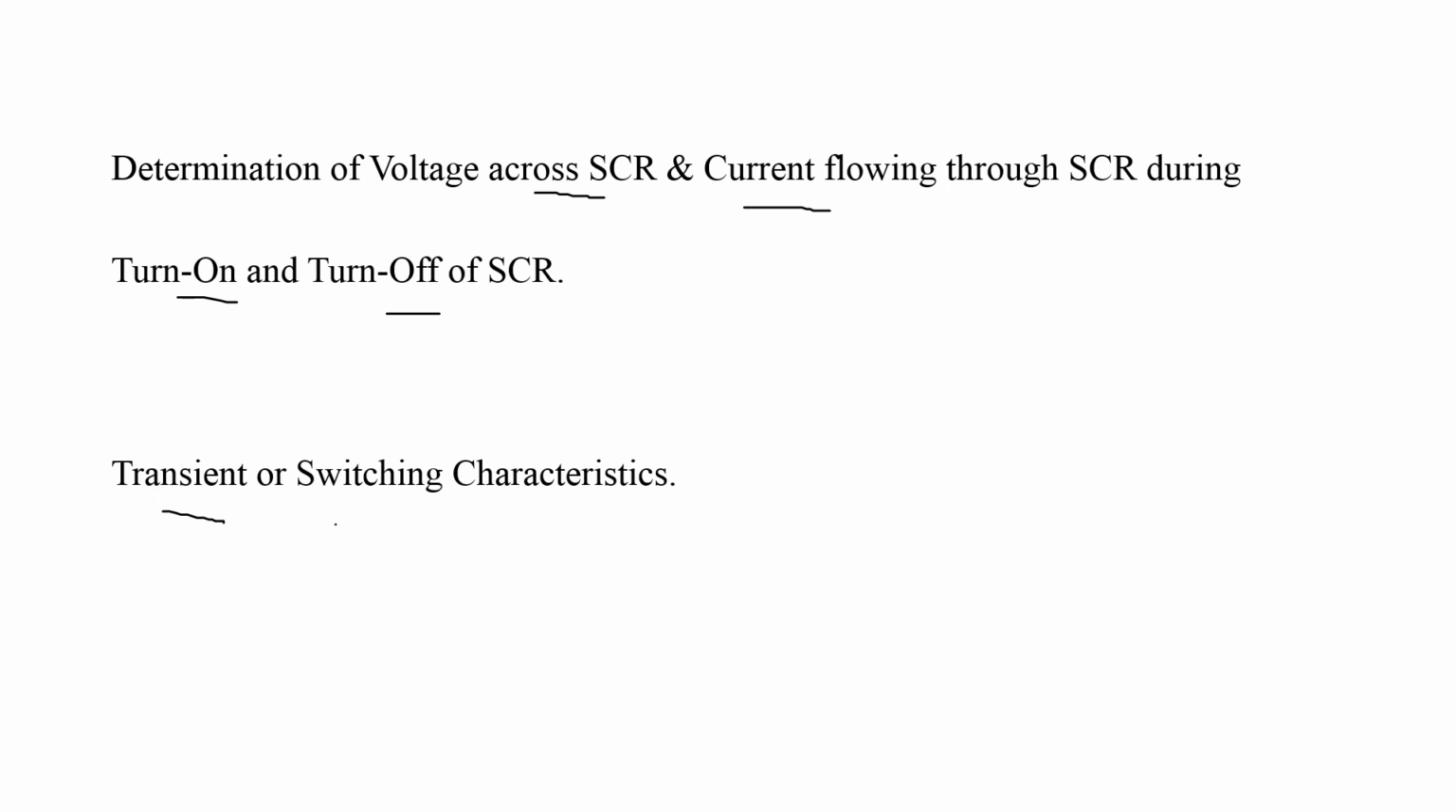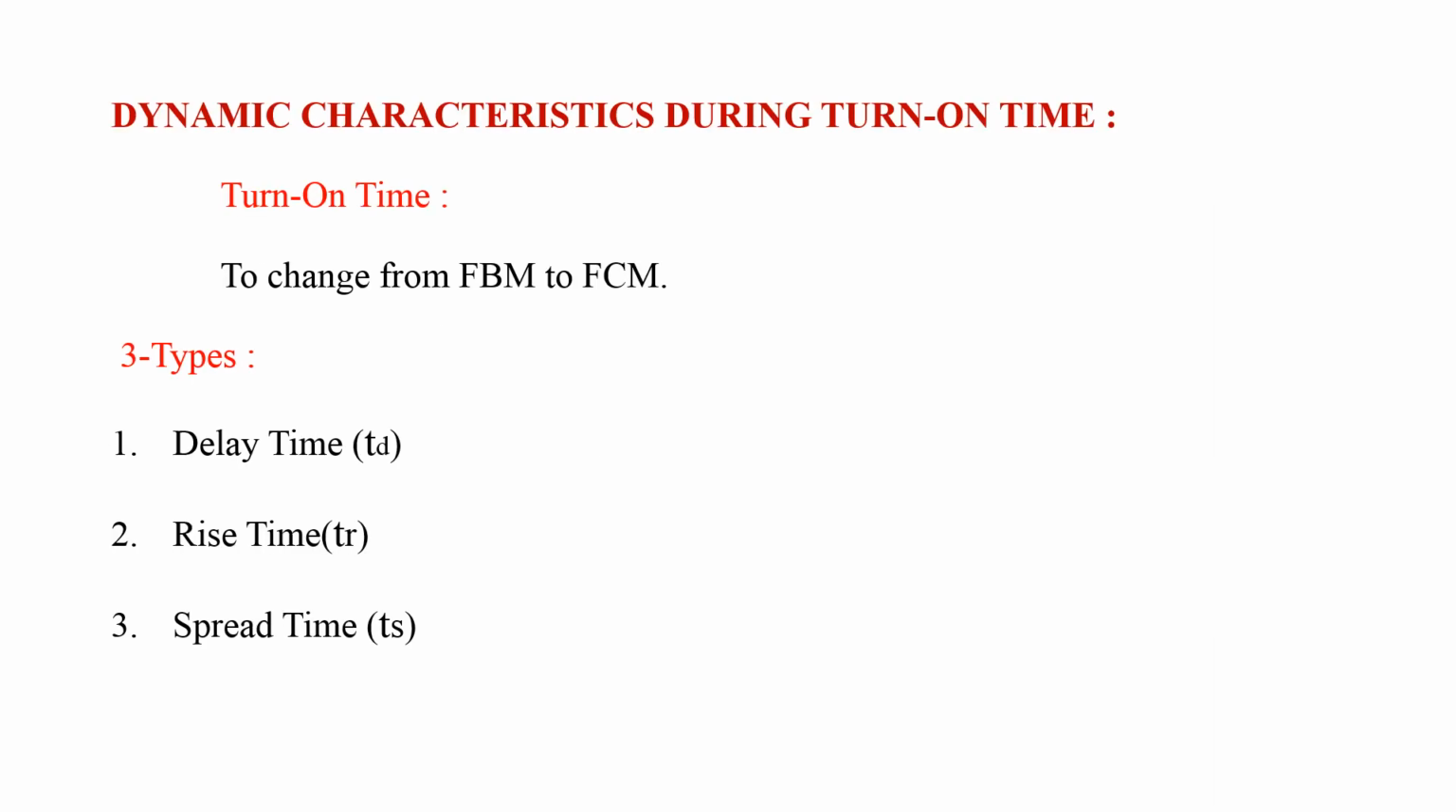Now we are going to discuss the different types of dynamic characteristics during the turn on and turn off periods of SCR. First, the dynamic characteristics during the turn on time of SCR. Before that, we have to know the meaning of turn on time of SCR. Turn on time of SCR is defined as the time taken by the SCR to change from forward blocking mode to forward conducting mode.